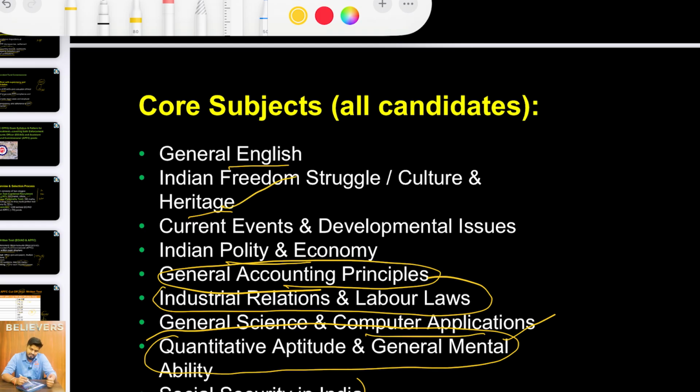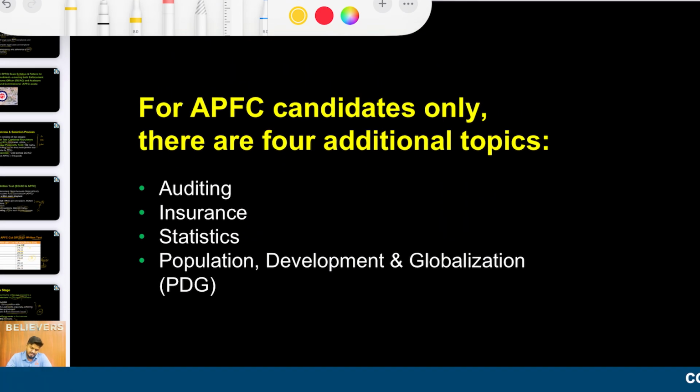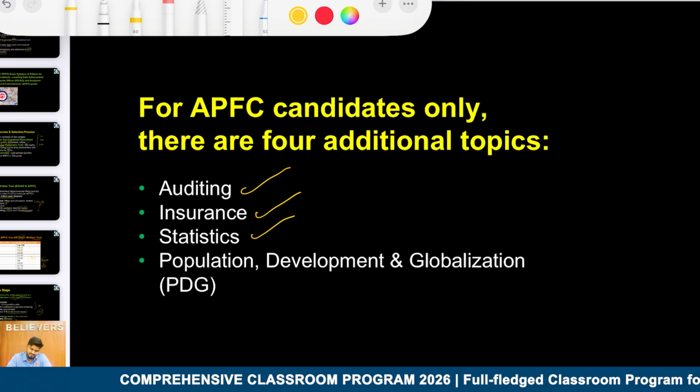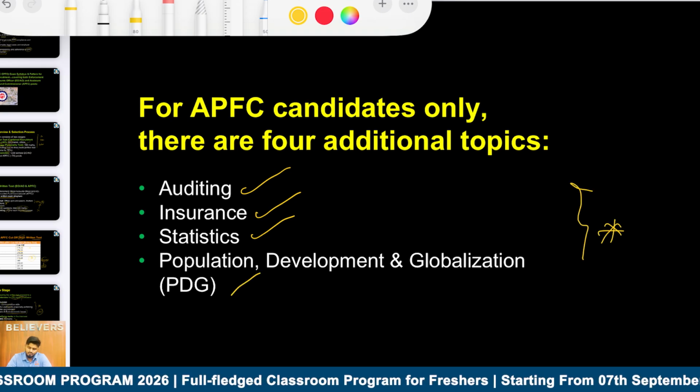Okay, a few of the topics, if you are preparing for UPSC CSE, will be very familiar. Those are Indian freedom struggle, cultural events and developmental issues, Indian polity and economy, and social security in India. But the rest of these things we have to focus on more, because they are not given much importance in UPSC CSE. Next, for APFC candidates only, there are additional topics: auditing, insurance, statistics, population development, and globalization. These are the topics you have to focus more on.